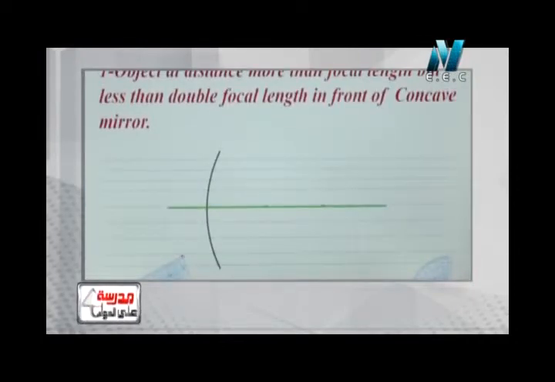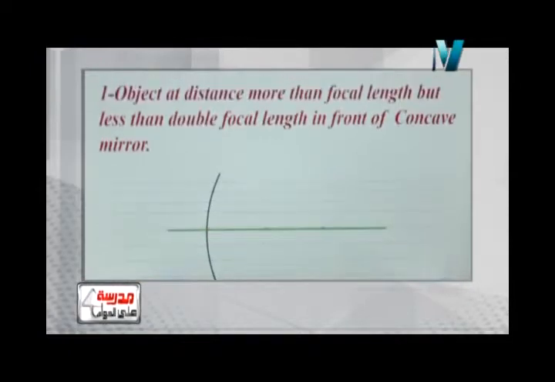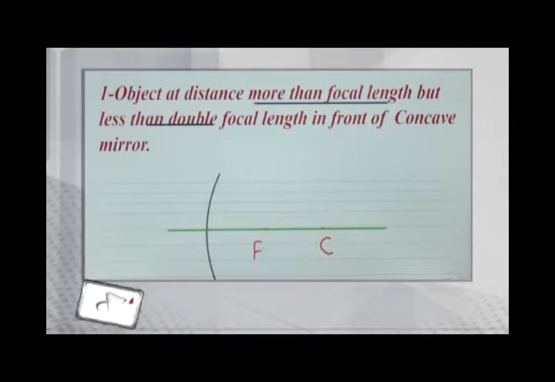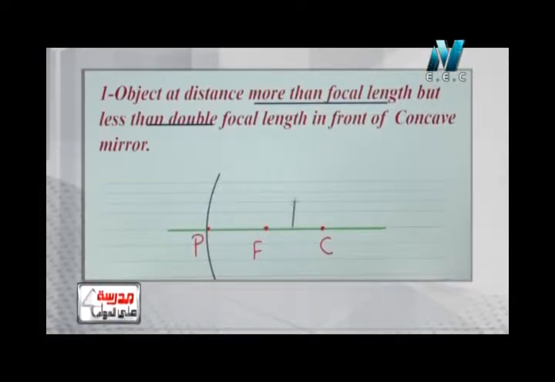The place of the object. Where is it? Object at distance more than focal length but less than double focal length. We have C, F and P. Okay, so the object is between center of curvature and focus, because it is less than double focal length, and the double focal length here is the center of curvature.